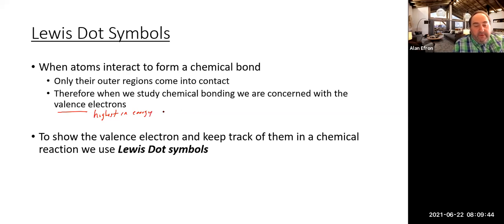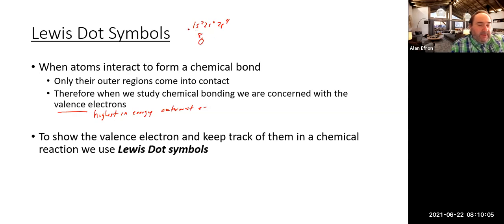So your outermost. And that makes sense, right? Since they're the outermost. So, if you wrote your electron configuration, say 1s2, 2s2, 2p4, that would be for oxygen, which is 8.